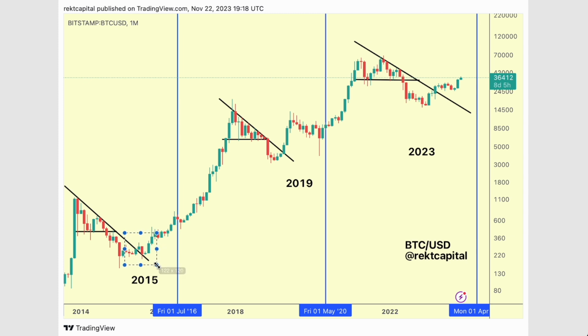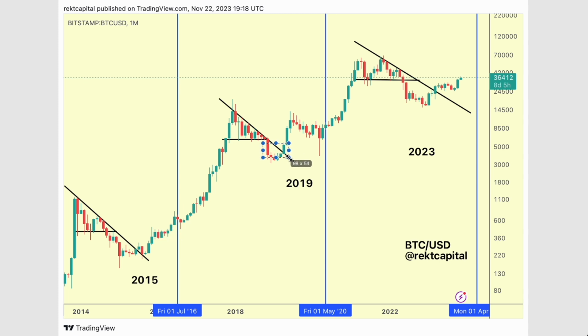uptrends emerge. In 2015, for instance, we got a breakout, retest, and then continuation, and then for many months going into the halving, we saw a reaccumulation range develop, which was ultimately retested during the pre-halving retrace right over here, before ultimately enabling a parabolic rise to new all-time highs.